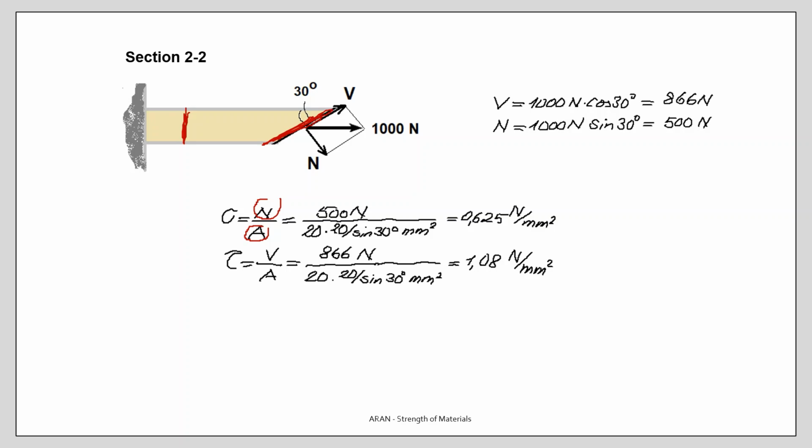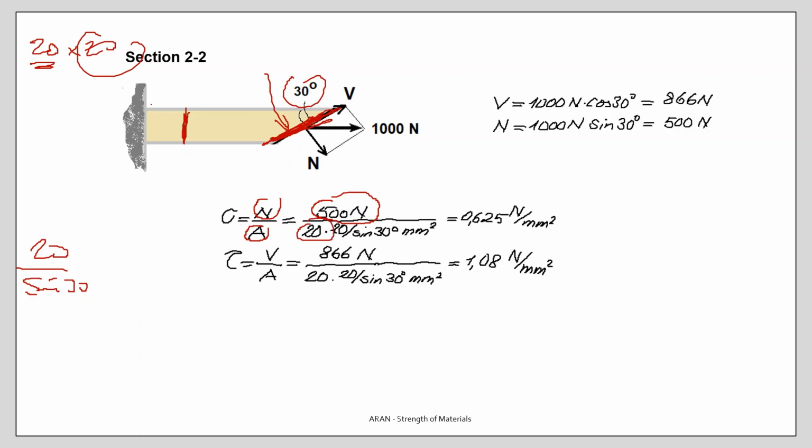Here, the section was 20 times 20. This thickness is still 20, but this becomes 20 divided by sine 30. If this angle is 30, then this length is 20 divided by sine 30. So you take the force and divide by 20 times this length, and you take the shear force and divide by 20 times this length. Now these are your normal and shear stress values.